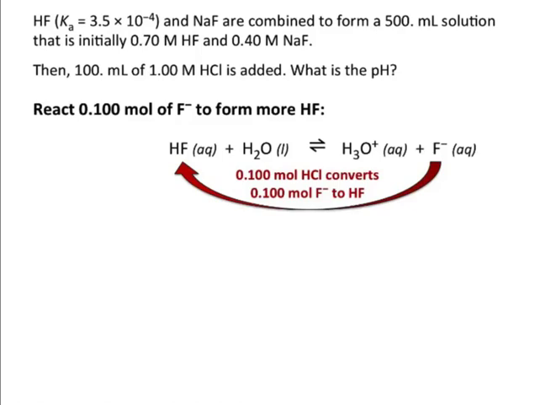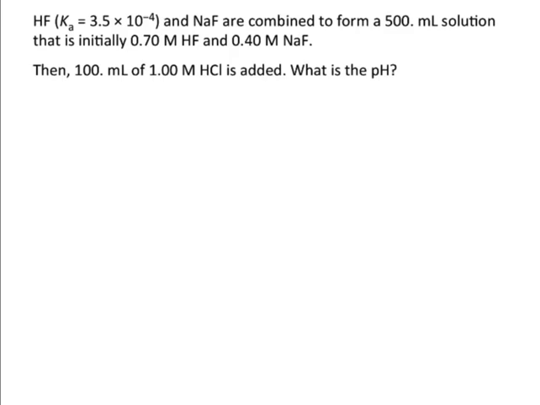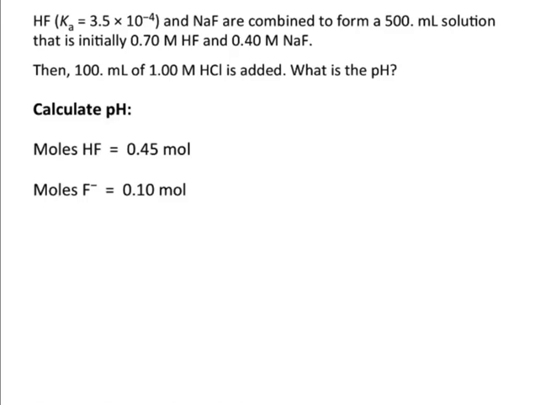So 0.1 moles of HCl is going to convert 0.1 moles of fluoride to HF. So it'll look like this. We make more acid, and then we make less base, right? Because you added a strong acid. When you're done, you're going to have less conjugate base than you had before. Okay, so now these numbers are what's present after you've done this addition of strong acid. And then that's what goes into Henderson-Hasselbalch to then do the pH calculation.